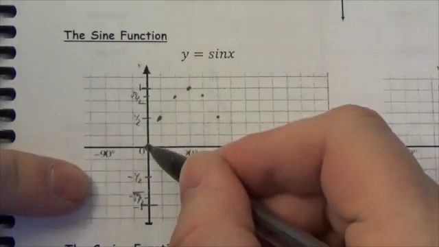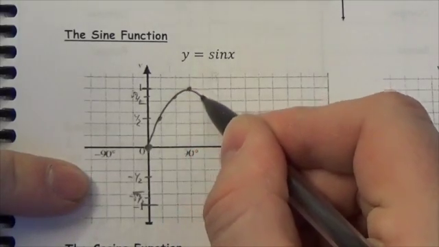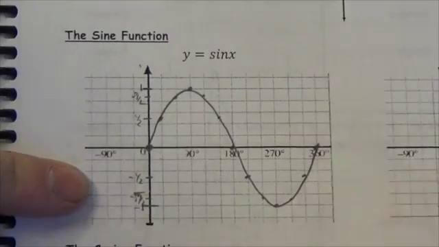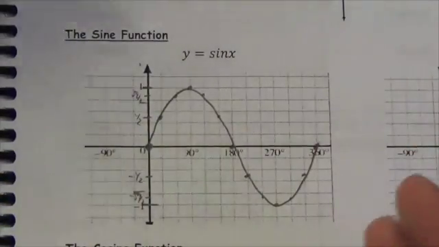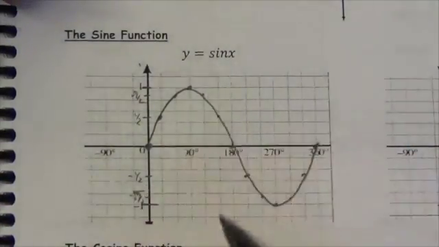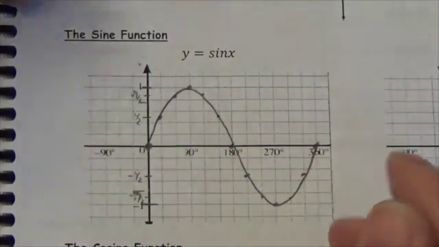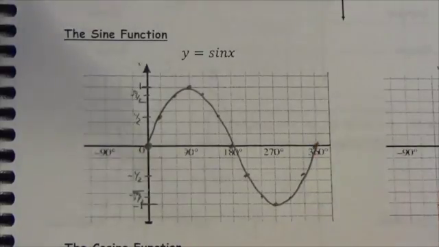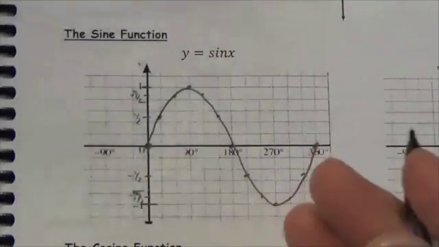And when I connect these dots, I get this nice curve. Looks something like that. Actually, that's pretty good. And that's what the sine graph looks like. It's got this nice little wave portion to it. In fact, anything that has a wave nature to it is typically going to be modeled with a sinusoidal graph, like a sine graph here.